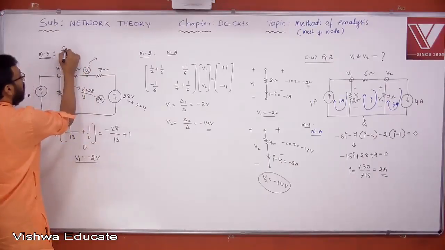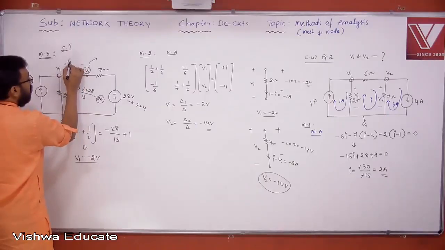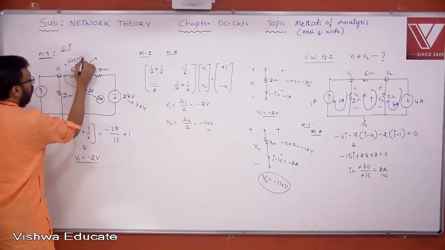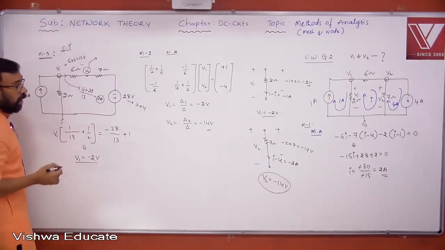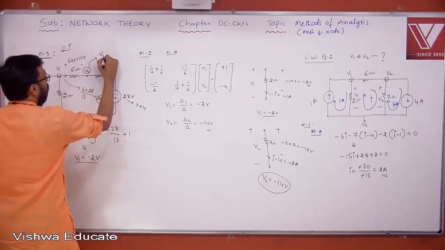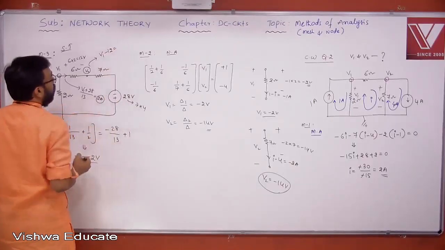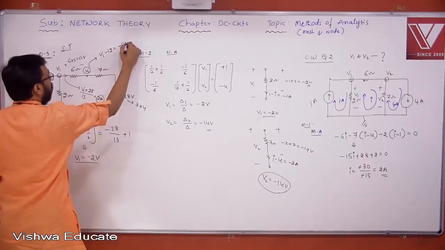Okay, let me take this as a source transformation here. 2 amperes. Therefore, this will become what? 6 into 2, that is 12 volts. Now jump from this point to this point. You are jumping from higher potential to lower potential. Therefore, drop the voltage. Now minus 2, minus 12, you are getting minus 14 volts.